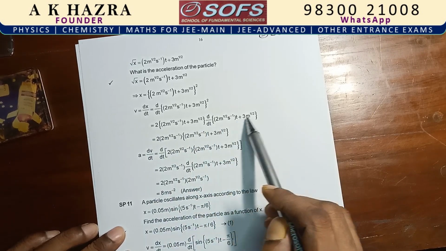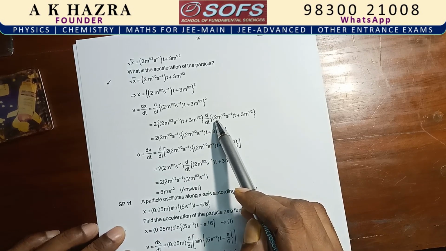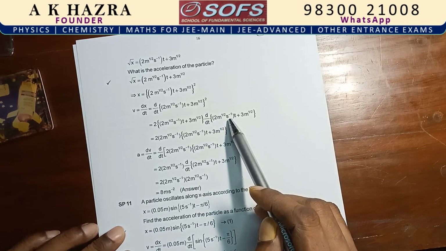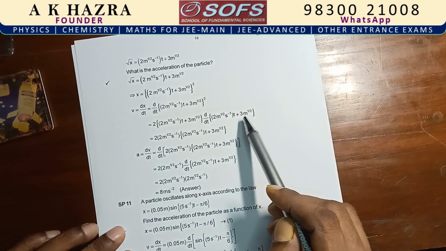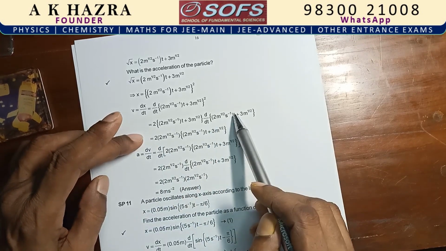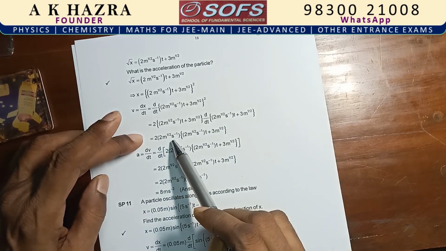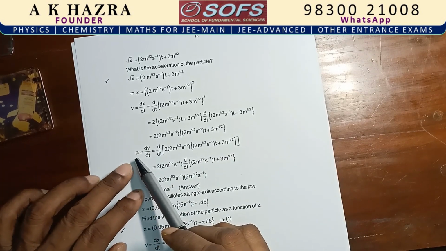d/dz of z square means 2z, z is equal to this, into d/dt of again z. So this remains as it is. Come here, d/dt of this equals what? Commutative law, 2 meter to the power half, second to the power minus 1 taken out. d/dt of t is equal to 1 and the other term is 0. So ultimately we will have this 2, from here we have 2 meter to the power half, second to the power minus 1, and this remains as it is.